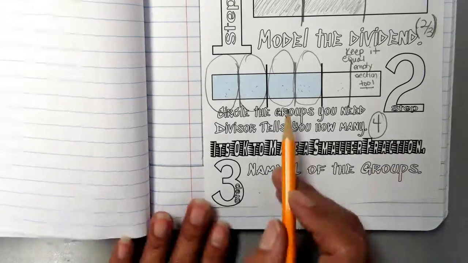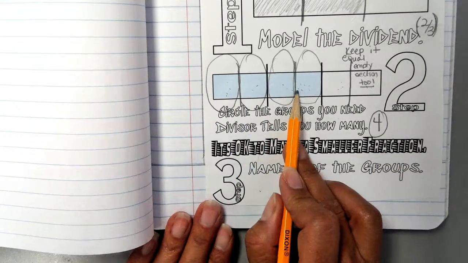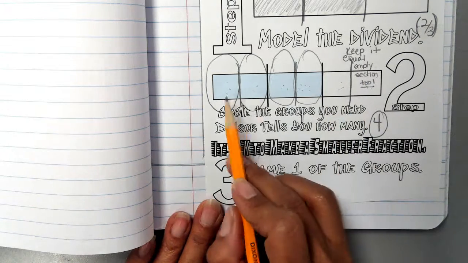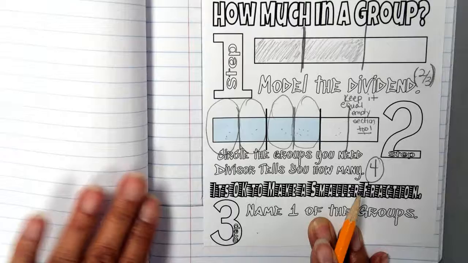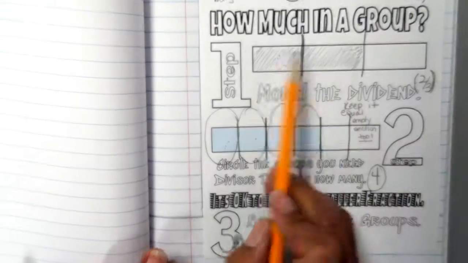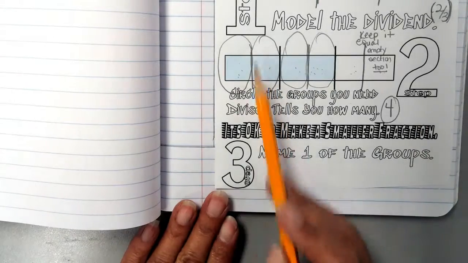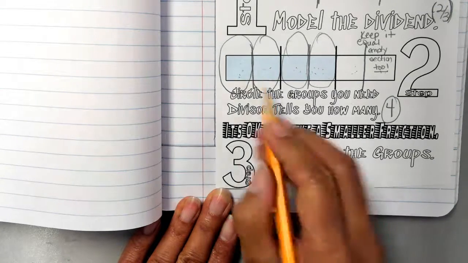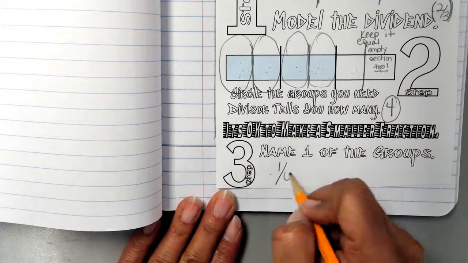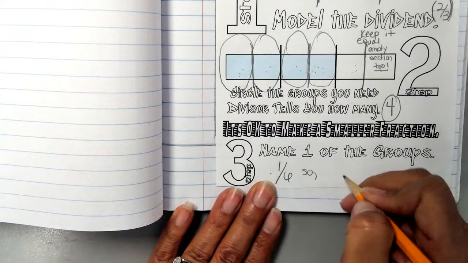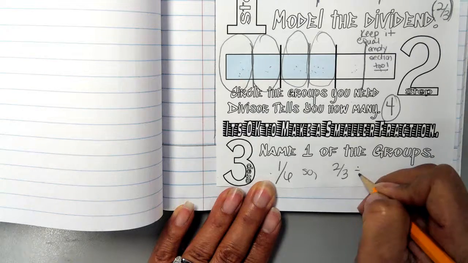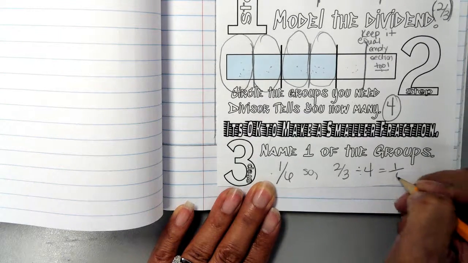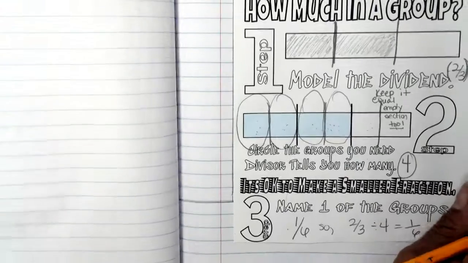So what I do is I'm just working with my shaded parts, but at the end I need to count with what I started with. So 2/3 divided by 4, because I started with 2 out of the 3, and then I divided it into 4 parts, and now that equals 1 out of 1, 2, 3, 4, 5, 6. Okay? So 2/3 divided by 4 equals 1/6. And that's how you model dividing a fraction with a whole number. See you in class.